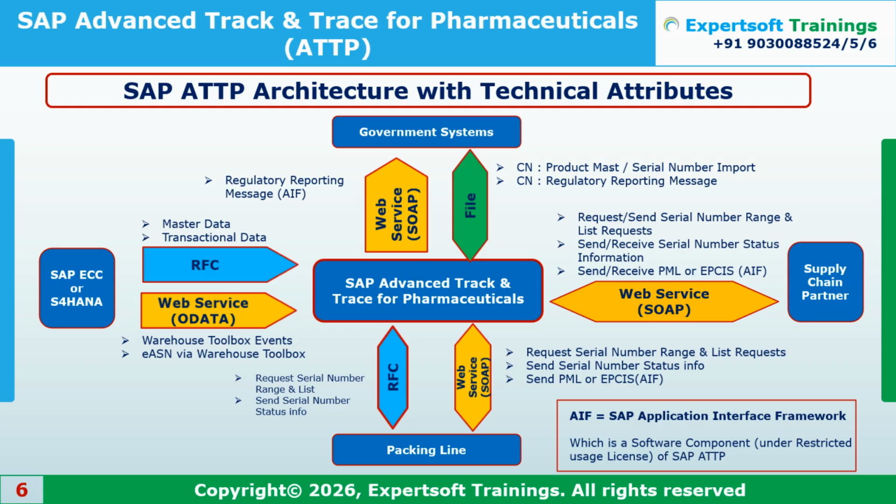And then transaction data, we have the process order, which is created in ECC and will be integrated to ATTP as a production order. And then inbound deliveries will be created or the information will be transferred to ATTP, and outbound deliveries. All this information will be communicated via RFC, right?